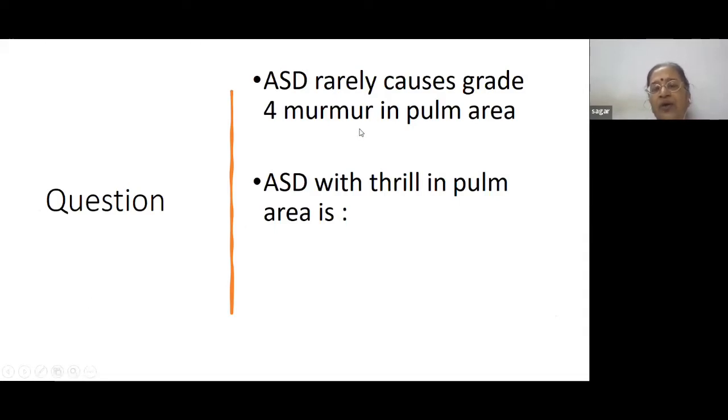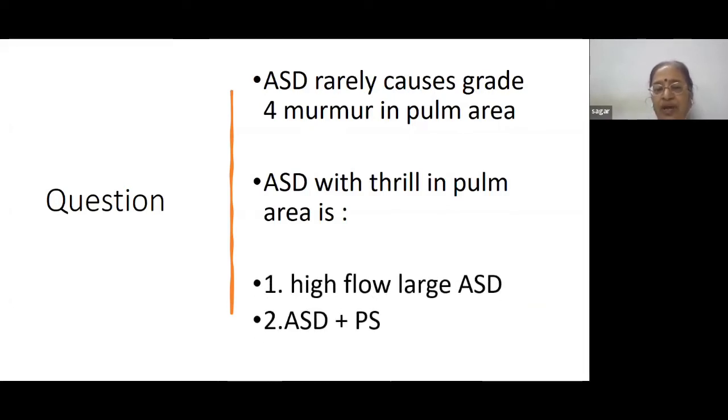That's why I did not put a thrill in the pulmonary area as an important finding. Hardly does it cause a murmur, a grade 4 murmur with a thrill in the pulmonary area. So if you see an ASD with a thrill in the pulmonary area, what do you think of? Two conditions. One is a large, high flow ASD, very big ASDs, then only you'll get a thrill. The second condition, ASD with PS.